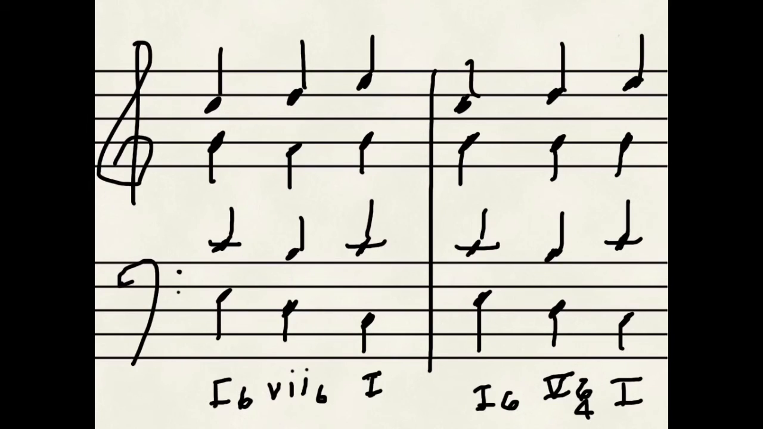Notice that the only difference in the passing 7-6 and the passing 5-6-4 is this note right here. Now, of course, there are other ways to use the second inversion triads, and your book has a lot of them, but these are the 2 most commonly used. So check out your book for other ways to use the 6-4 chords.